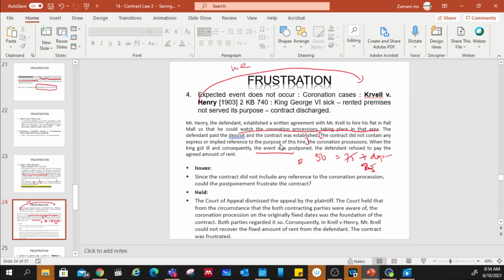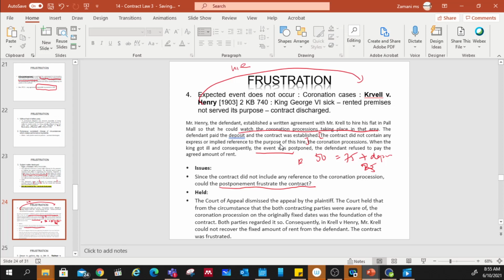Deposit only 25, and the rest should be coming after the completion of the renting contract. So what happened? Since the contract did not include any reference to the coronation procession, could the postponement frustrate the contract? The king was sick, and the coronation was not performed. So is it going to frustrate or breach the contract?